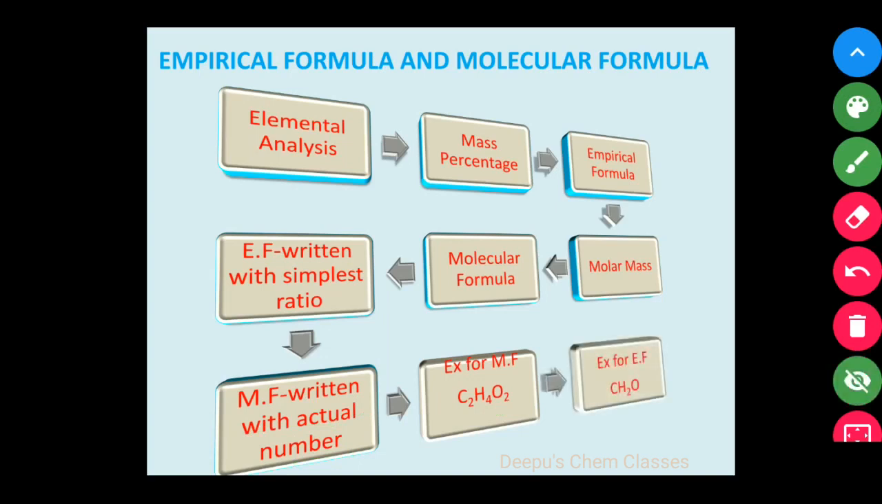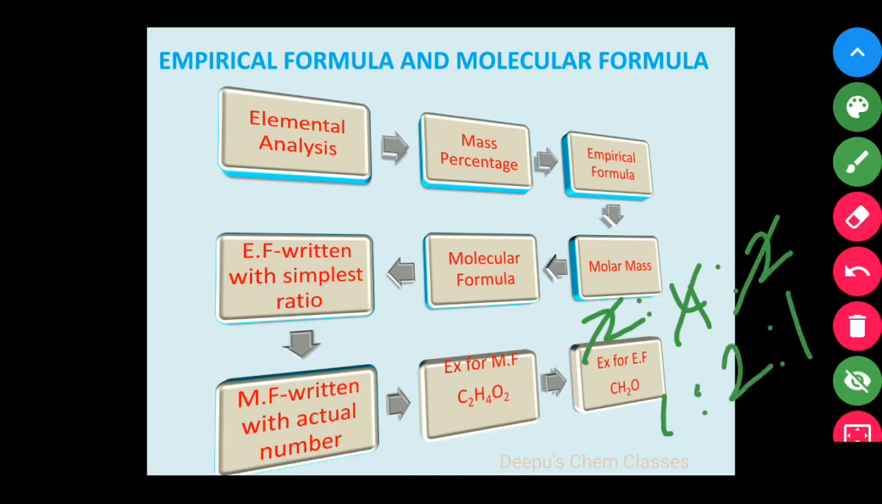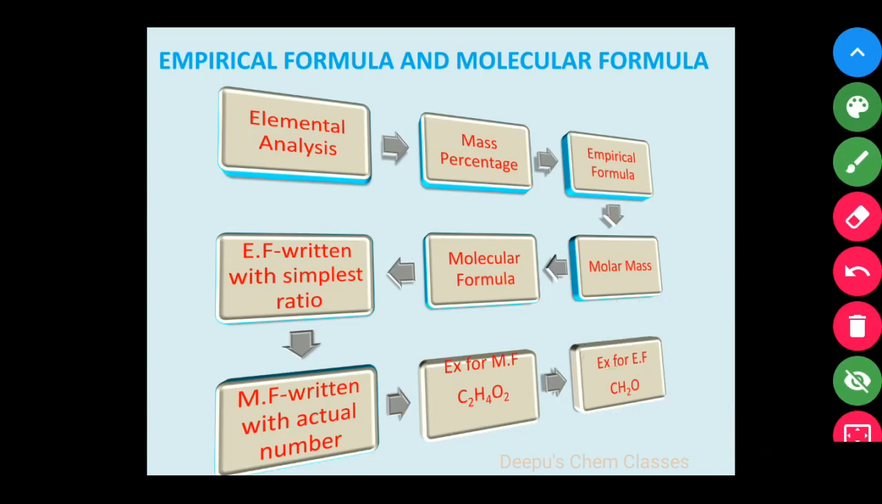For empirical formula, we have to take the simplest ratio. So when you take the simplest ratio for 2 is to 4 is to 2, you can get 1 is to 2 is to 1. So this is for carbon, hydrogen and oxygen. So that is how we get the empirical formula CH2O. Do you understand now? So empirical formula has to be written with the simple ratio and molecular formula has to be written with the actual number of different atoms present in a molecule. Do you understand?